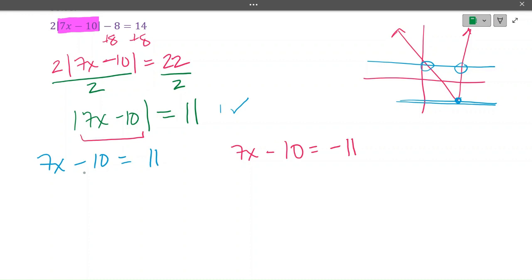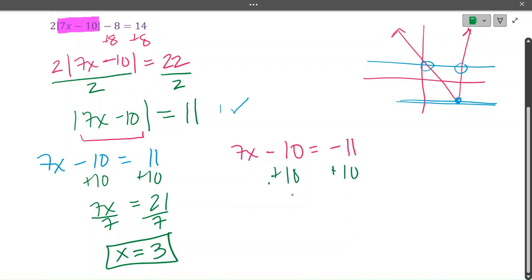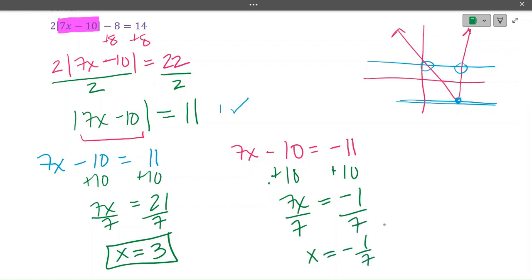So let's go ahead and solve. I'm going to add 10 to both sides. When I do that, I end up with 7x equals 21. Divide by 7 to isolate x, and one of our solutions is 3. On the other side, we have to add 10 to both sides like we did before, and we're left with 7x equals negative 1. I'm still dividing off by 7 here, and our other solution is x equals negative 1/7.